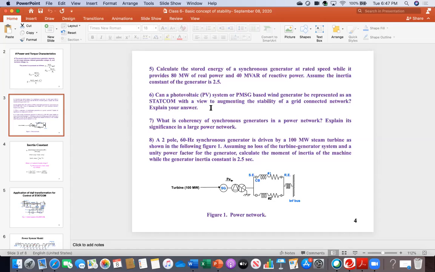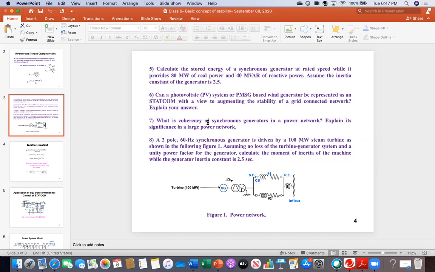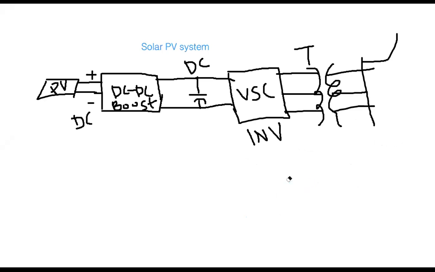Then you will explain that typically a STATCOM has a capacitor, VSC and transformer, and the same thing goes for the PV system. It has a similar structure. So it can be used as a STATCOM with a view to augmenting the transient stability of the connected grid network. Now look at the PMSG structure, then you will understand. Let me just erase this so I will get a space here.